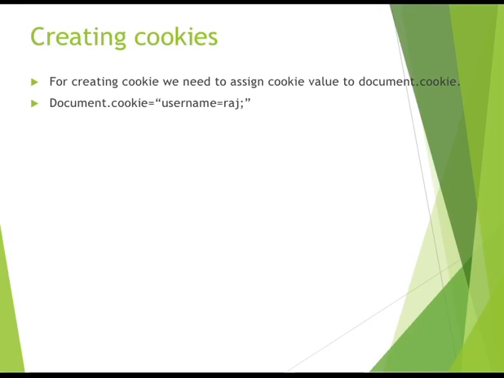So your name of the cookie is what? Username is equal to Raj. Raj is the value of the cookie. And after Raj, we always have to give a semicolon, that is a delimiter.